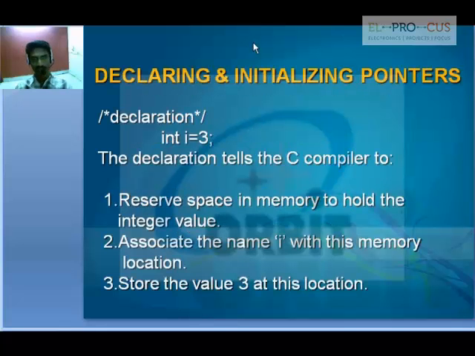Declaring and initializing pointers. Int I is equal to 3, which is the one we have been using till now, the data type, and I is the variable in which we are placing the value 3. The declaration tells the compiler, reserve space in memory to hold the integer value, associate the name I with this memory location, store the value 3 at this location. This is what happens in the compiler's memory when we say int I. We are reserving 2 bytes of space because it is of type integer under the name I, and we are placing the integer value 3 into the variable I.